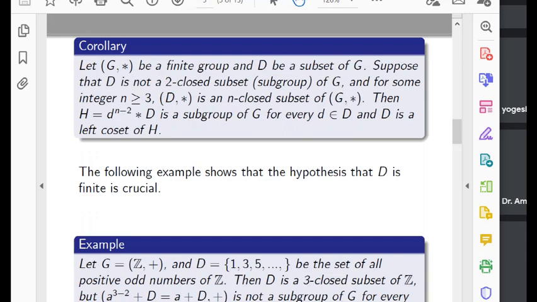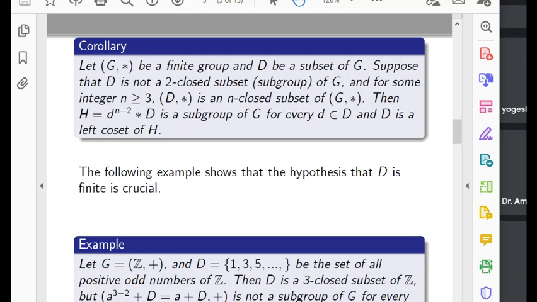Well, if you have a finite group and you have a subset D inside the bigger group, and you suppose that D is not closed, meaning it's not a subgroup, and assume that for some integer n bigger or equal to 3, D is n closed, then the conclusion is that D to the n minus 2, meaning D star D star D, n minus 2 times, and then star D, the bigger D, is going to be a subgroup. And here I gave you an example where finite is needed.